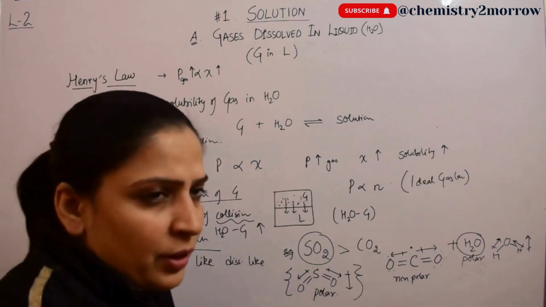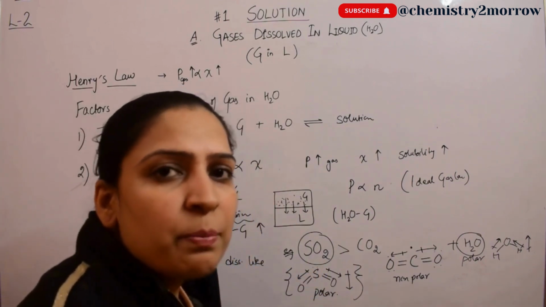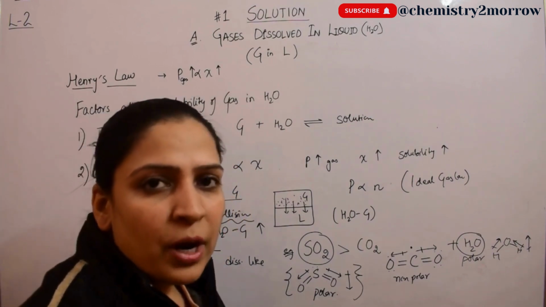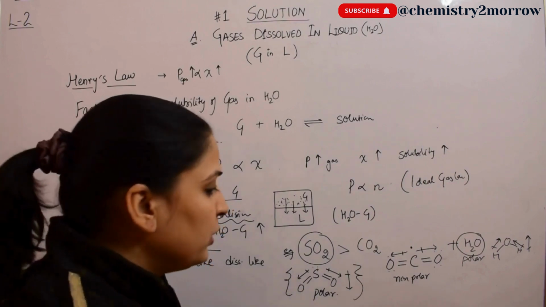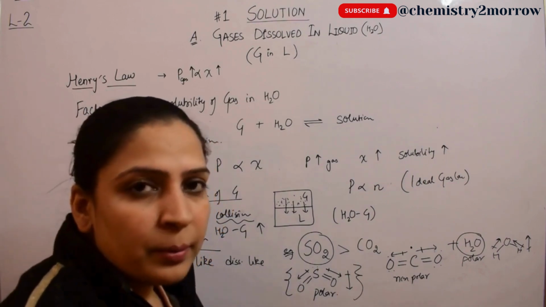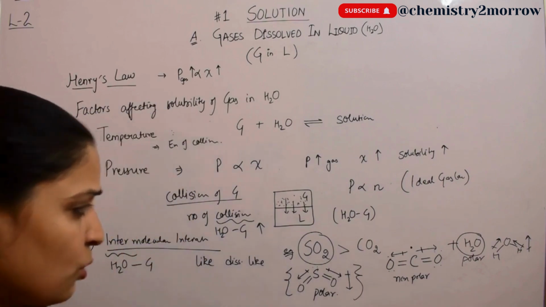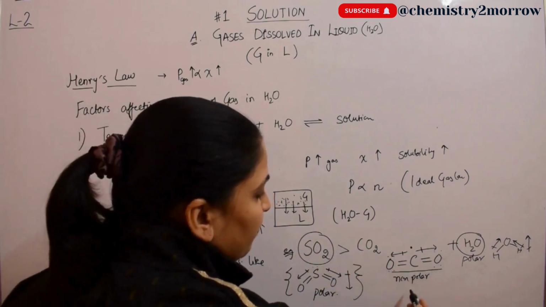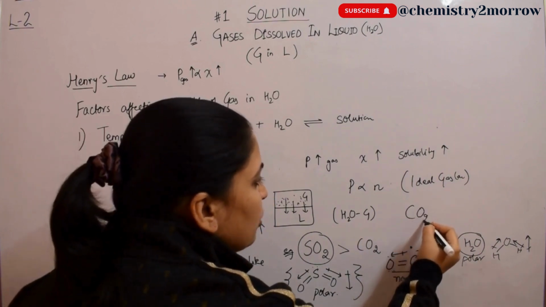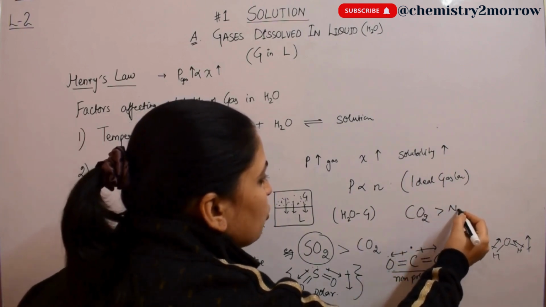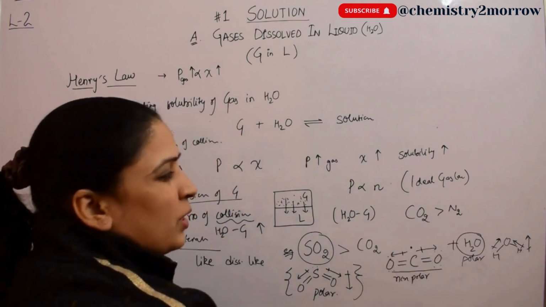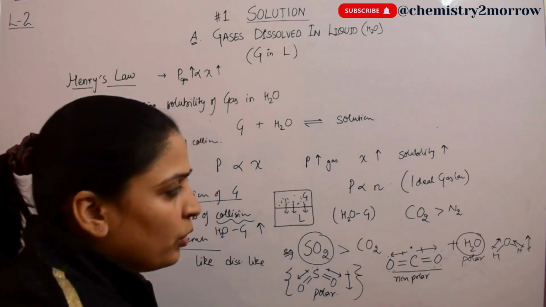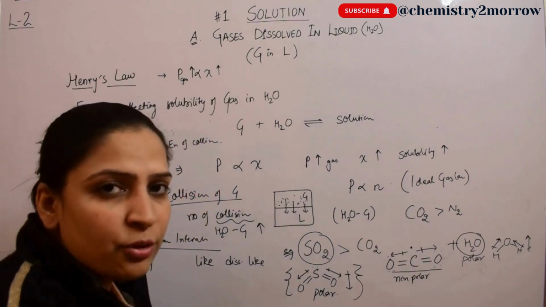There are certain other factors also where the solubility of gases depends on the solvent, but in this case it is purely the polar and non-polar property of the solute being discussed. Similarly, CO2 is more soluble than nitrogen. Where you will say nitrogen is non-polar, CO2 is non-polar. How can CO2 be more soluble than nitrogen?